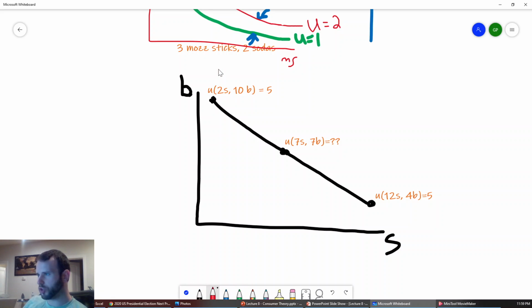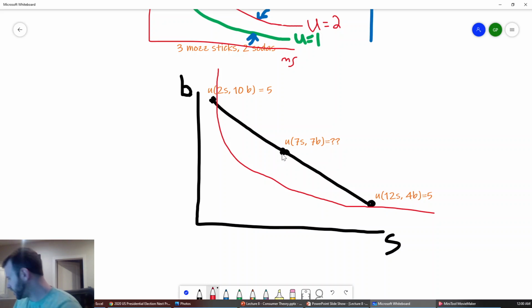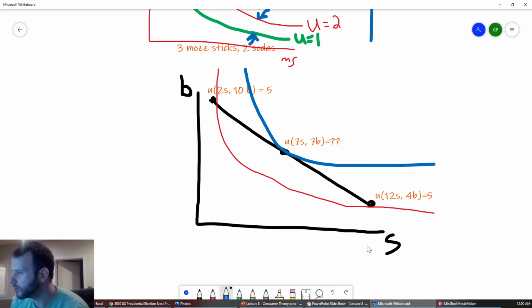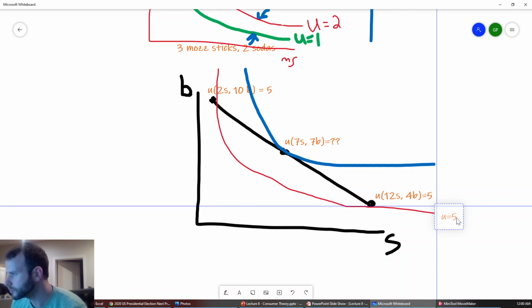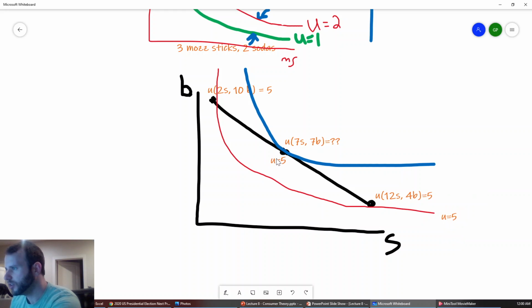But if I was to draw a utility function, an indifference curve, right? It's going to cut through these 2 points. But as long as the utility function has convex preferences, this is going to be on a higher indifference curve. So u equals 5 over here. And then I can say, as long as I like both beer and samosas, that u is greater than 5.